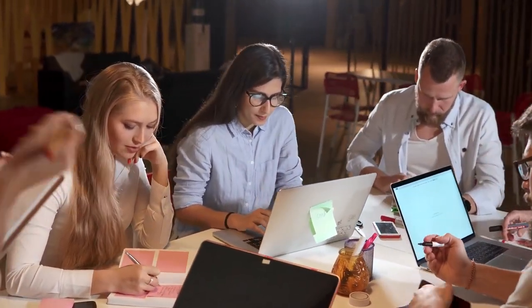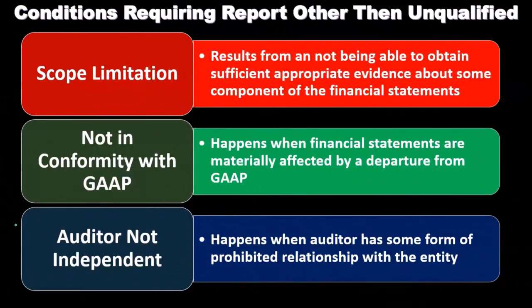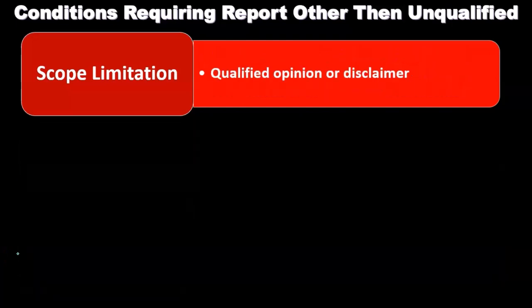So if someone has some relation with someone in the organization that's significant, even if they conducted the audit in an independent fashion, the appearance is not independent. So that could cause some type of difference or some type of qualification. Independence is a big deal within the auditing process.